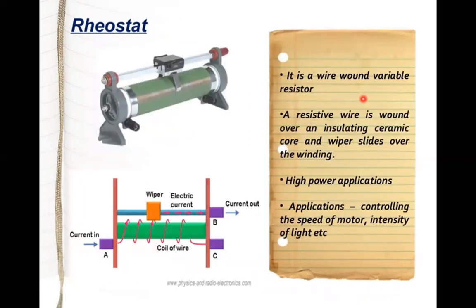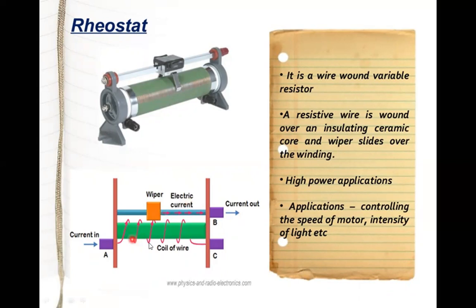Normally, this is a rheostat. In physics laboratories, we use a rheostat for a variable resistance value for many of the experiments. It is a wire-wound variable resistor. If you go for a Carey-Foster bridge or any kind of bridge, we normally use a rheostat. A resistive wire is wound over an insulating ceramic core and the wiper slides over the winding.